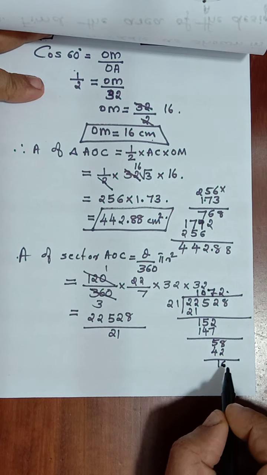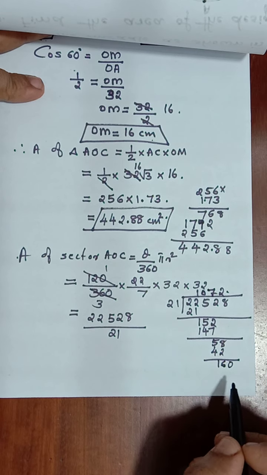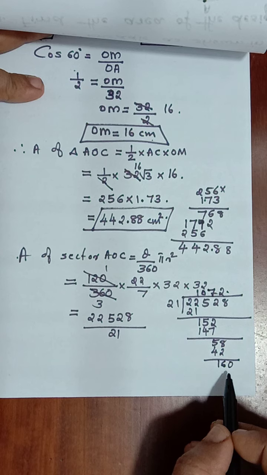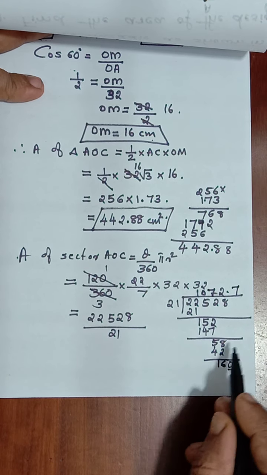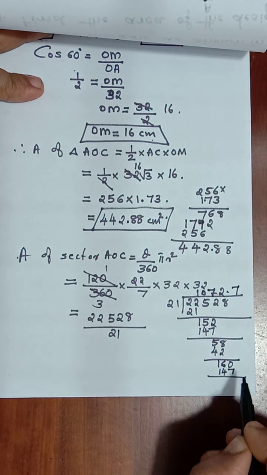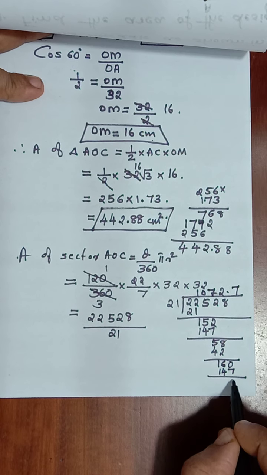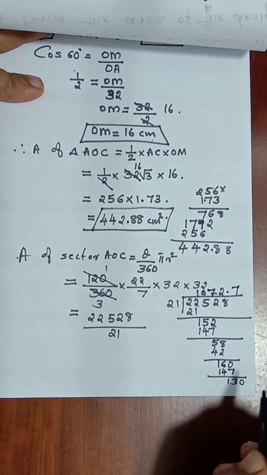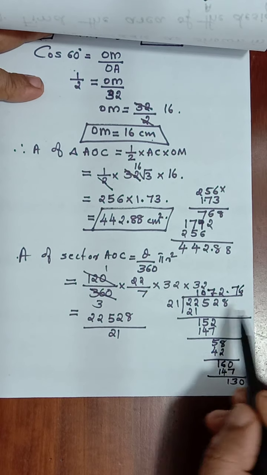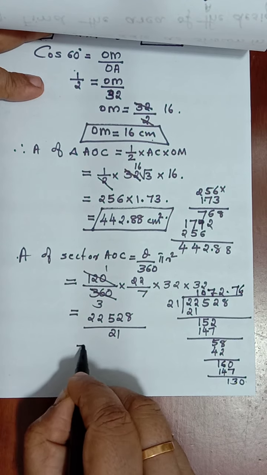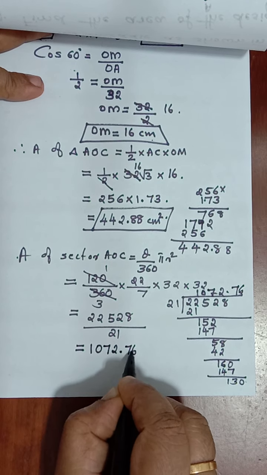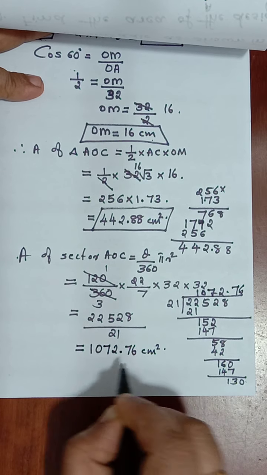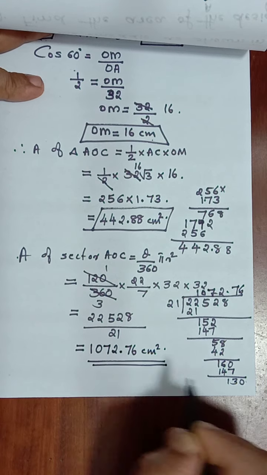Now give the decimal, put the 0. So 21. How many times? So chance of getting 7 times. 7 2 is 14. Subtract again. 3, 1, 0. So you may get 6 times. So it continues. So let us have the value 1072.76 cm square. That is area of the sector.